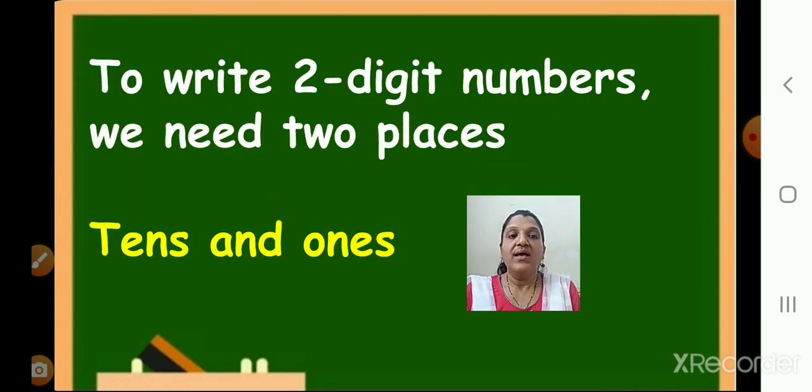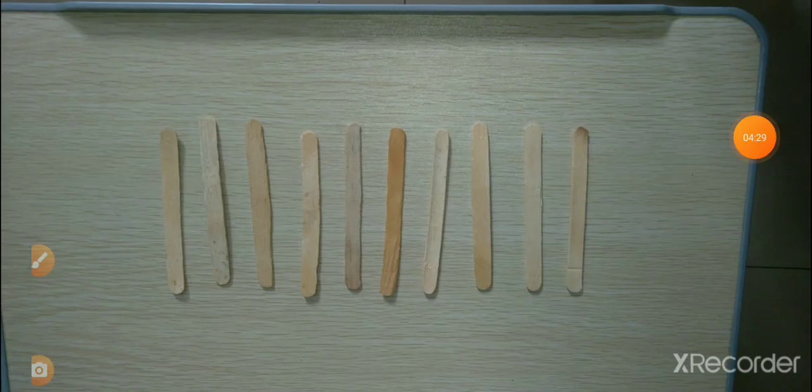Now, further we can say that to write 2-digit numbers, we need 2 places, tens and ones. Now, let us understand this further with the help of a video.